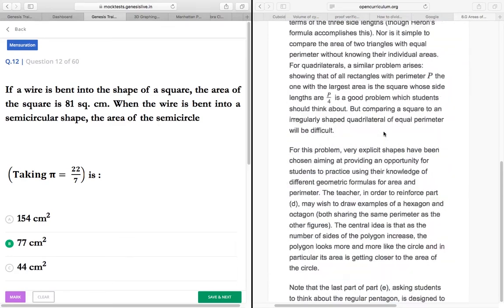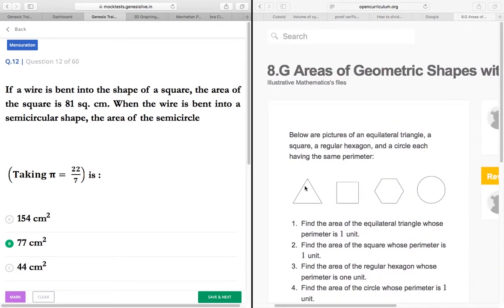Alright, so amazing article. So for example, in these four, the triangle will have the minimum area, and then the square, and then the hexagon, and then the circle. Though we cannot use this particular property for this question, the reason being they have asked for a semicircle. If they had asked for a circle instead of a semicircle, definitely we could have used this property to rule out some of the options.